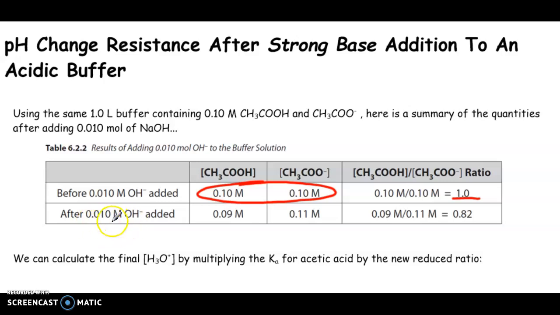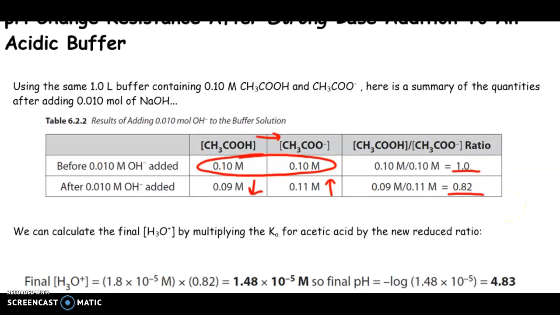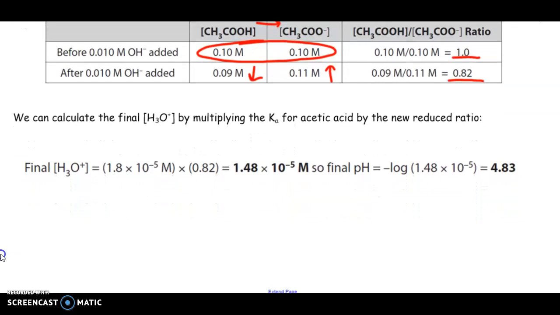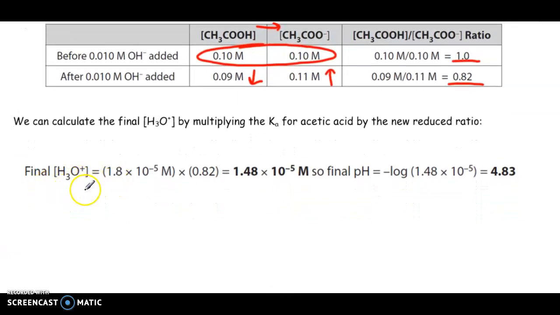After we added in our hydroxide, we had the hydronium become neutralized. It shifted the reaction to the right, which means that our product went up and our reactant went down. So if we look at our ratio between acid and conjugate base, our ratio actually went below 1. If we were to look at the different calculations for pH here, the final pH would be 4.83.